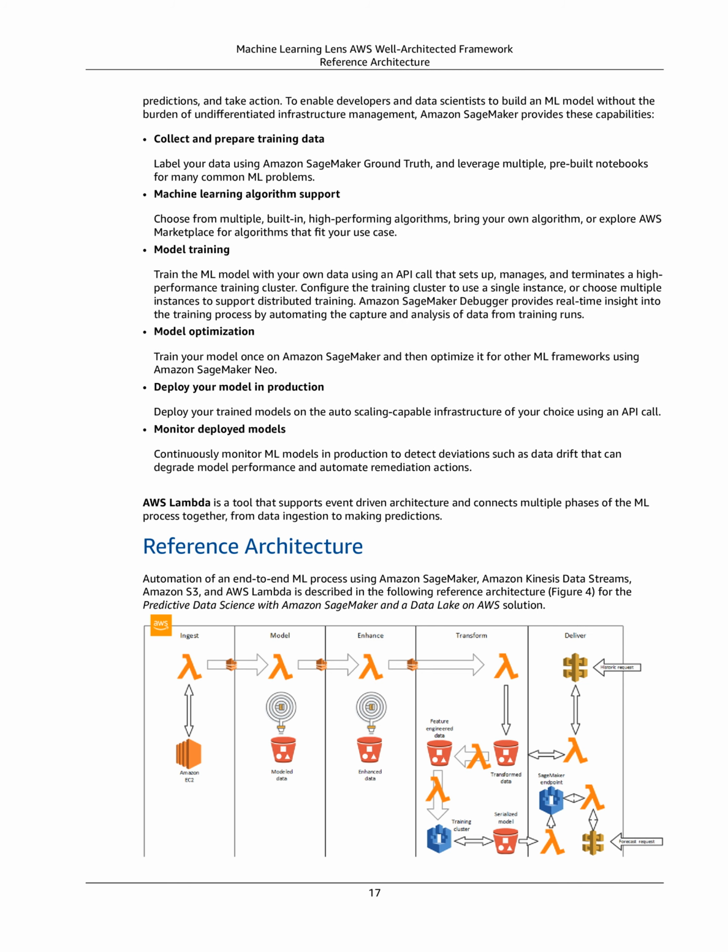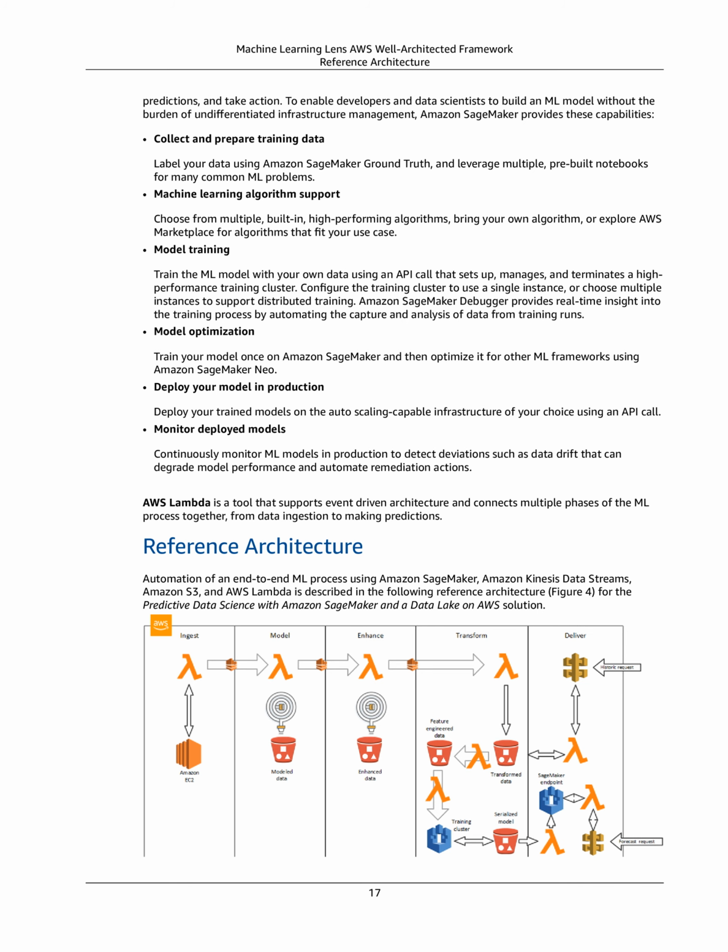Model optimization. Train your model once on Amazon SageMaker and then optimize it for other ML frameworks using Amazon SageMaker Neo. Deploy your model in production. Deploy your trained models on the auto-scaling capable infrastructure of your choice using an API call. Monitor deployed models. Continuously monitor ML models in production to detect deviations such as data drift that can degrade model performance and automate remediation actions. AWS Lambda is a tool that supports event-driven architecture and connects multiple phases of the ML process together, from data ingestion to making predictions.